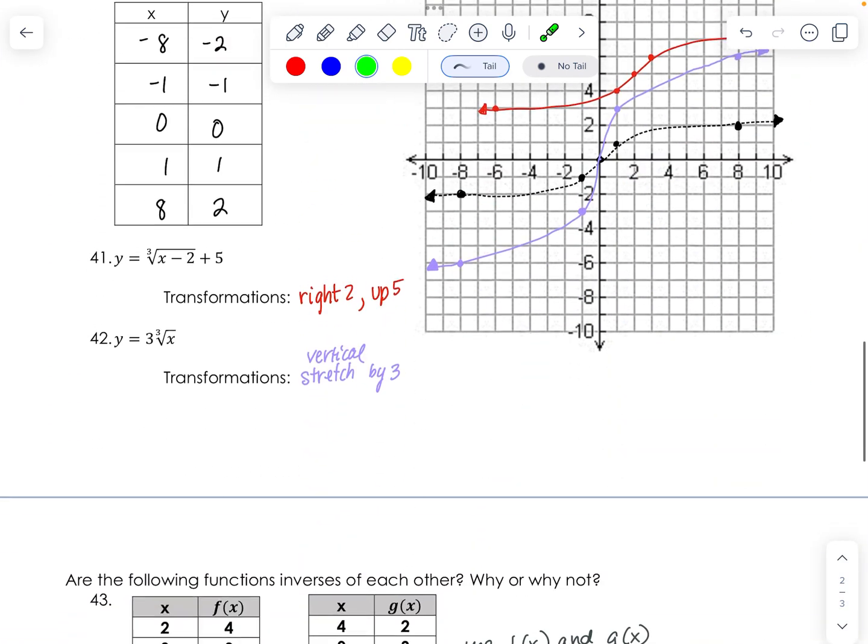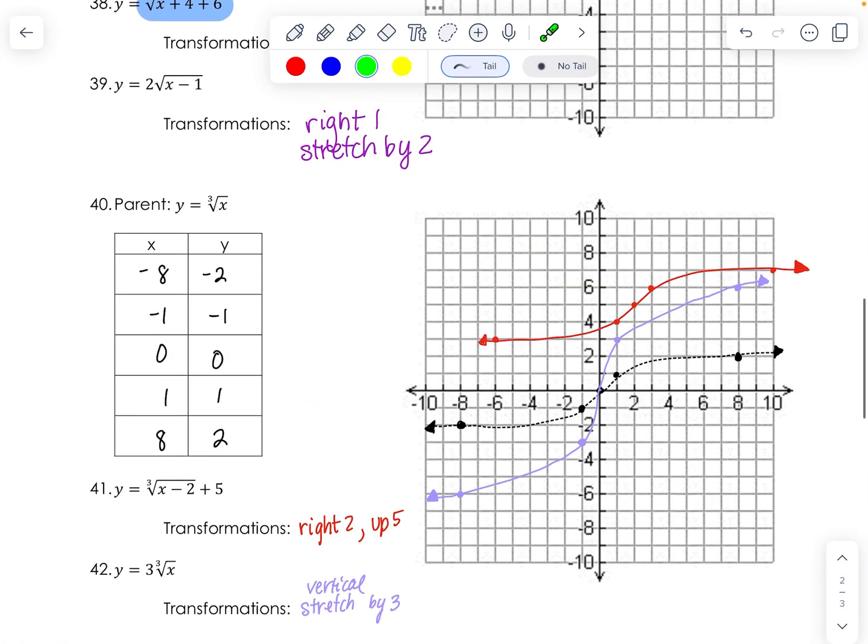And then similar things here with cube roots. So here's our parent function. Again, in dash black right here. You should know what that looks like. And then this is just going to go right 2, up 5. So that's the red one. So we'll take this point and go right 2, up 5, which is right there. So you do that with all the points.